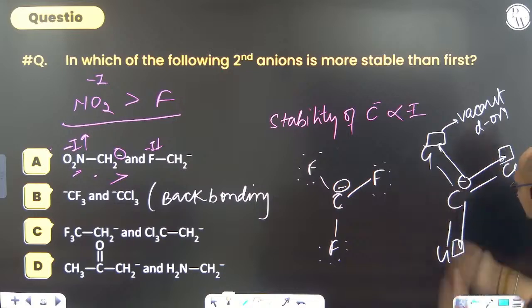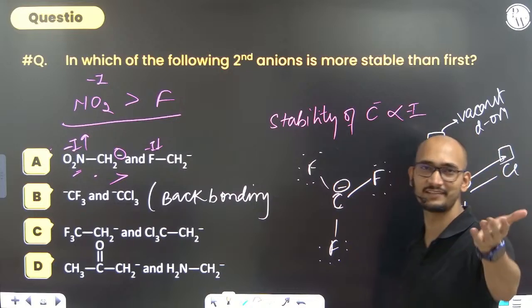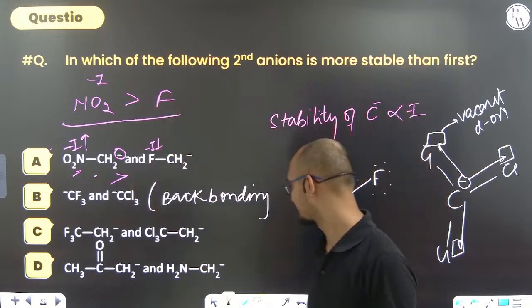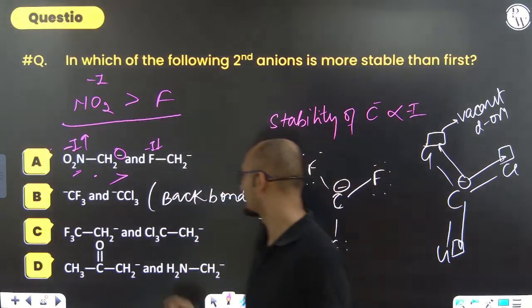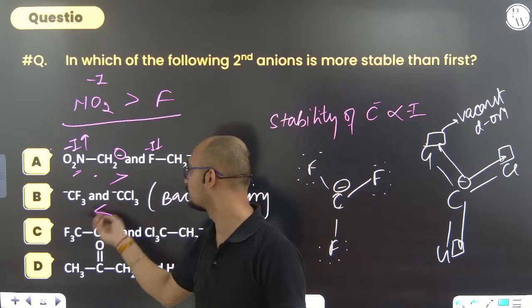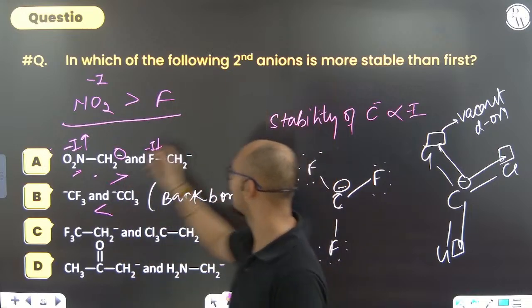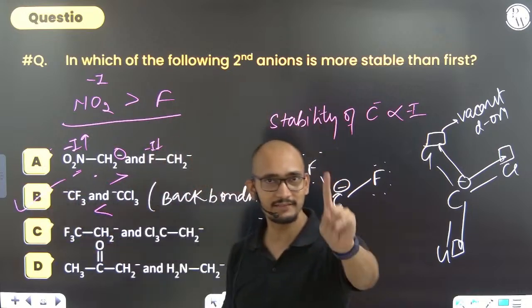This negative charge gets delocalized, and due to the delocalization, its stability increases. As the stability increases, we can say that this is more stable. So the second is more stable. Which of the following anions is more stable? The second anion, so option B. Always keep in mind.